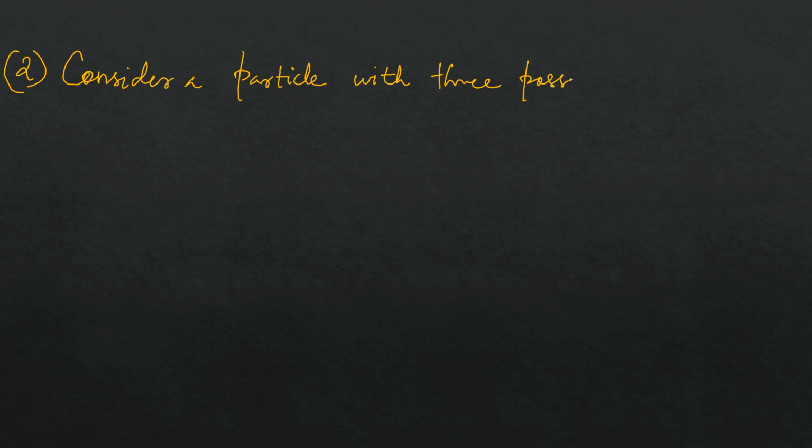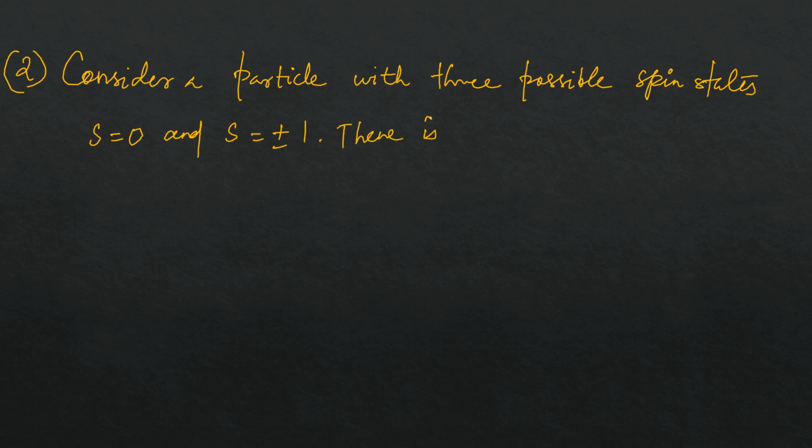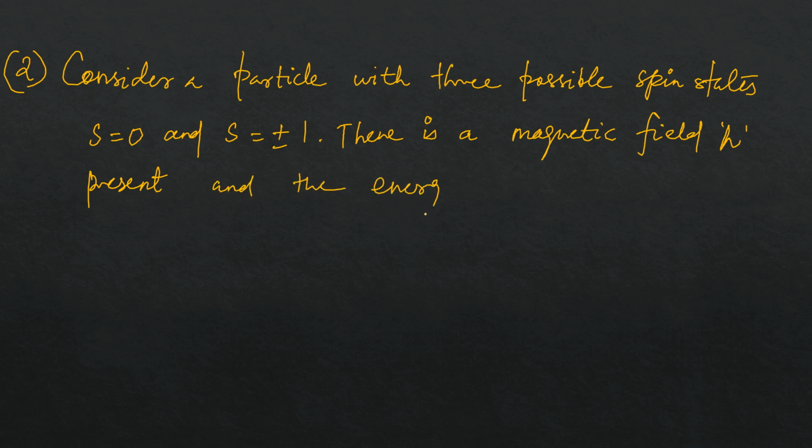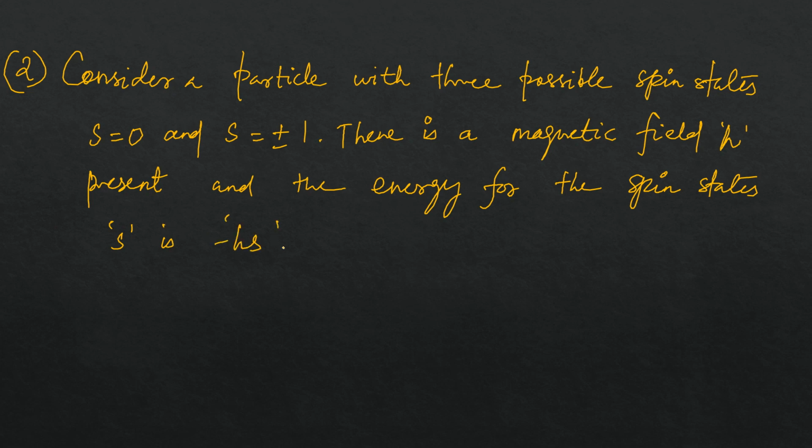Okay. Consider a particle at three possible spin states. S is equal to 0 and plus or minus 1. There is a magnetic field H present, and the energy for the spin states is minus H S. Okay.